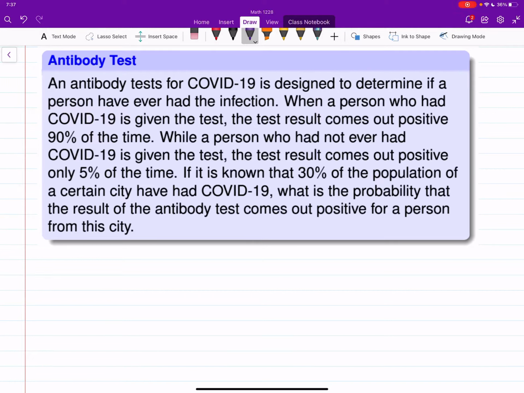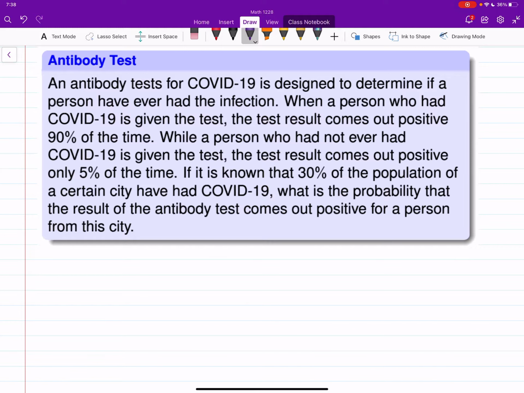Hello everyone. In this video, we will do some examples for probability trees. The first example is antibody test for COVID-19. I suggest that you pause the video here and read what the example is and then look for the rest.